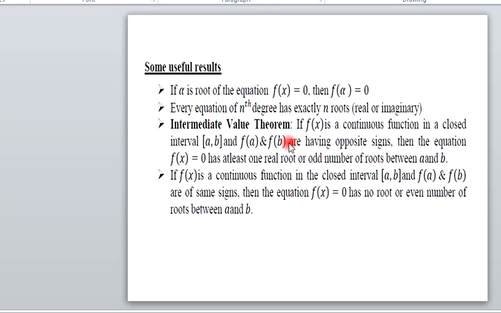It states that if f(x) is a continuous function in a closed interval [a, b], and f(a) and f(b) have opposite signs, then the equation f(x) equals 0 has at least one real root or an odd number of roots between a and b. And if f(x) is continuous in the closed interval [a, b], and f(a) and f(b) are of the same sign, then the equation f(x) equals 0 has no root or an even number of roots between a and b. So this is the clarification of transcendental and algebraic equations.